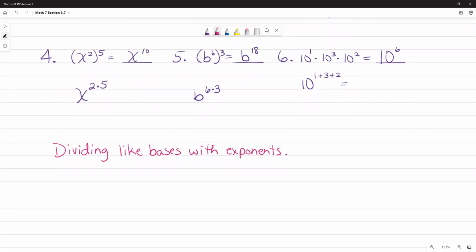So the example we start off with is 3 to the power of 5 over 3 to the power of 3. So again, if we expand this, we'll just do it this way: 3 times 3, 5 times, over 3 times 3 times 3.